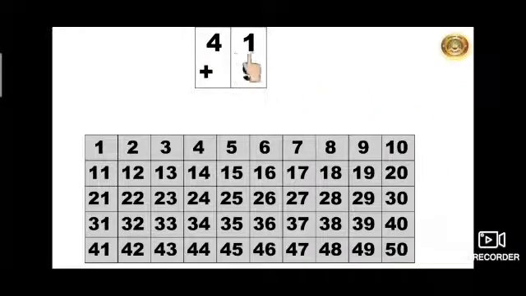Here we have 41 plus 9, means you have to add 41 with 9. So, which number will you take first? Yes, we will go to the number 41. And how many steps do you have to go forward? That is 9 steps. Let's start counting, children.